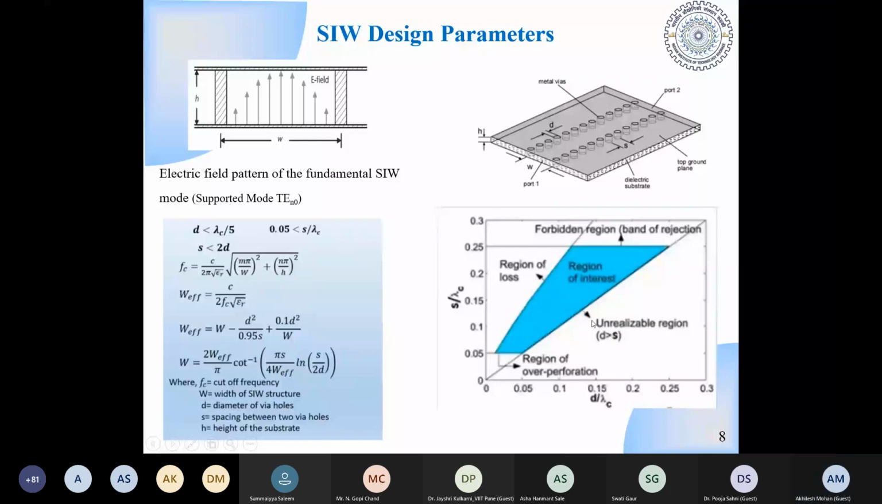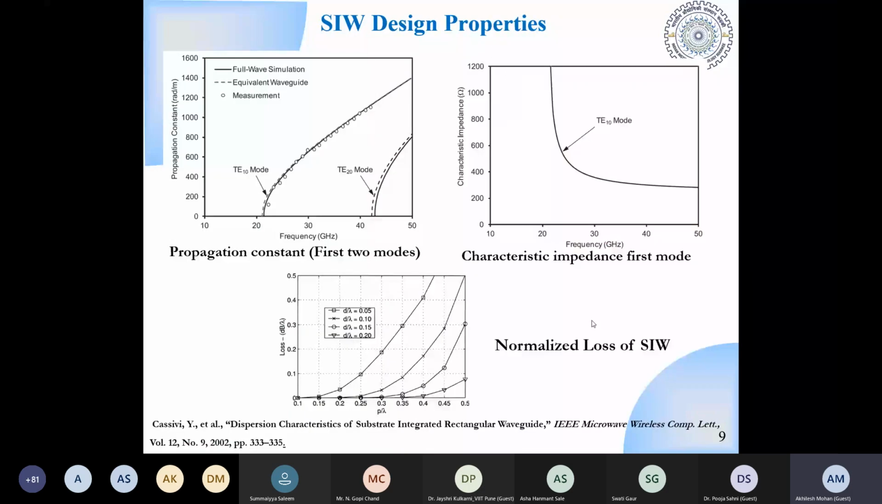So what did researchers do? They designed the component. For any transmission line, you must know the transmission line characteristics: the propagation constant, the characteristic impedance, and the loss, three things. Because this is a new type of transmission line, in 2002 they showed through an equivalent circuit, measurement and full wave EM simulation that it holds good. It is similar to the TE10 mode of the rectangular waveguide. They came up with the propagation constant, the characteristic impedance, and the losses also. They showed the losses are very low if you intentionally choose D by lambda properly, so you can design low loss components out of it.